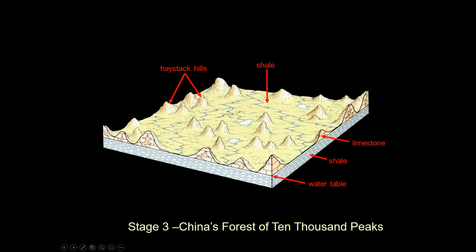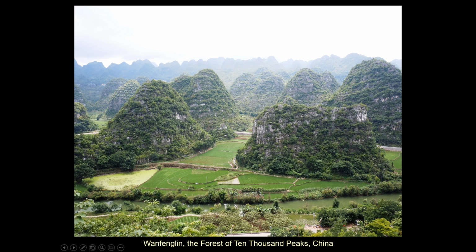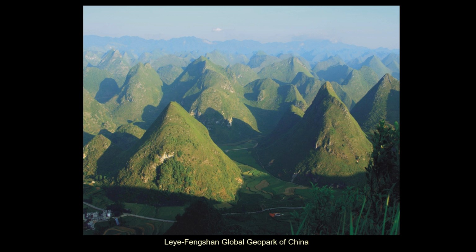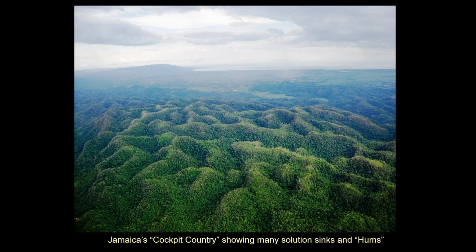The landscape is mostly covered by either flat areas or some of these haystack hills, also called tower karst. And here's another view, the forest of 10,000 peaks in China. One example of these hums or these towers. Just a few other examples of tower karst. This is a global geopark of China, just another type of tower karst landscape, and a few other unique limestone landscapes.